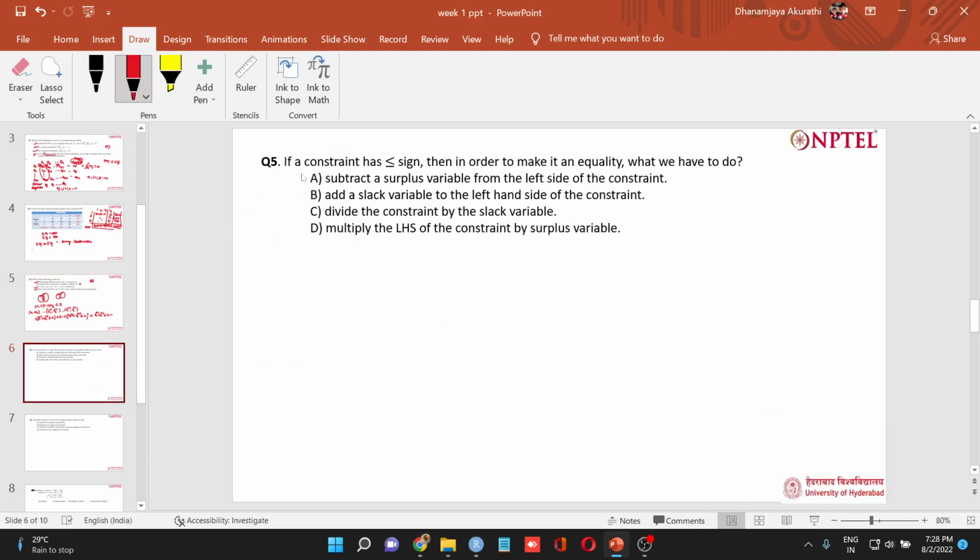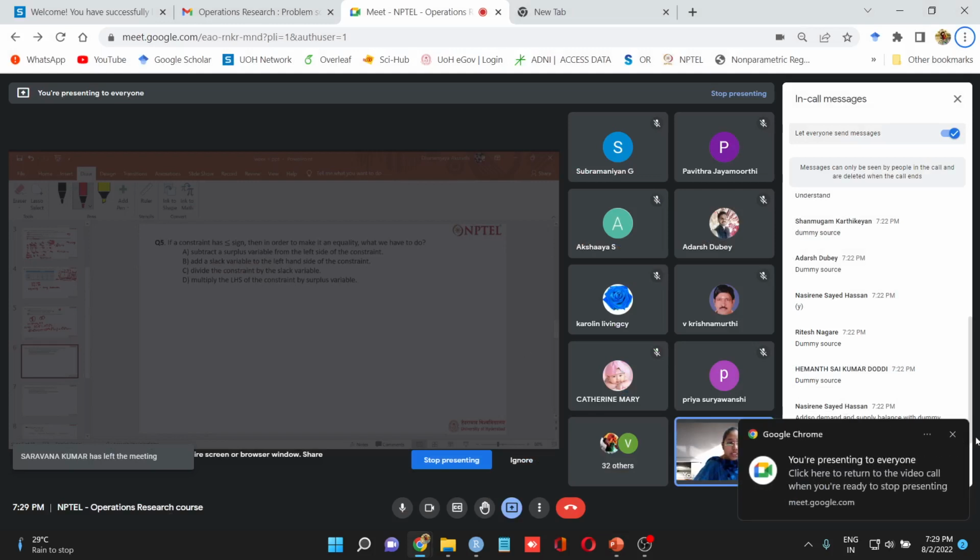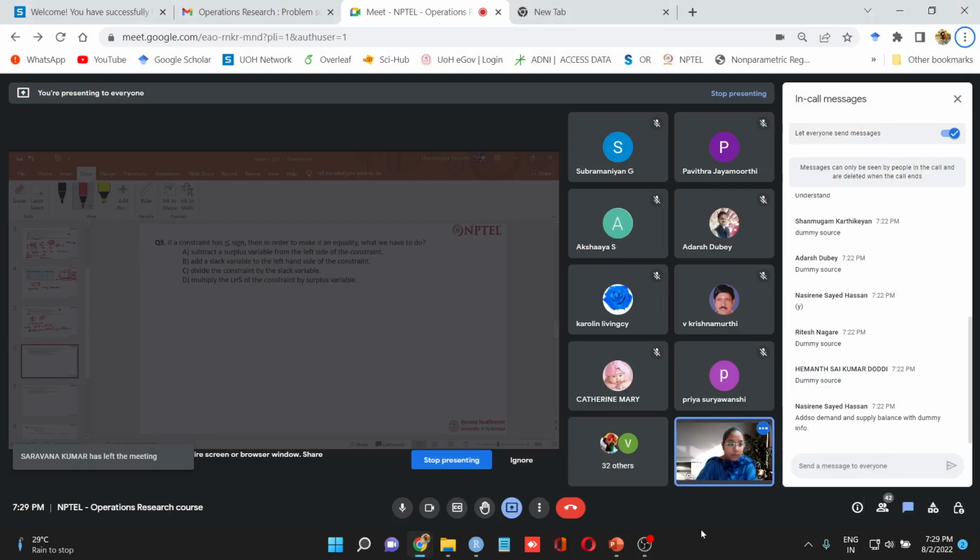Here is the question: if a constraint has a less than or equal to sign, then in order to make it an equality, what do we have to do? I think we all can answer this. I am leaving this to you. Let's see how many of you can answer.